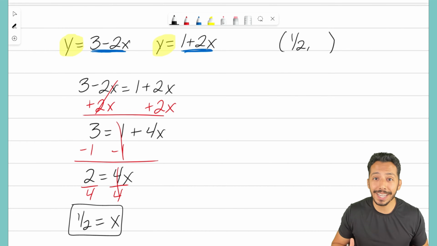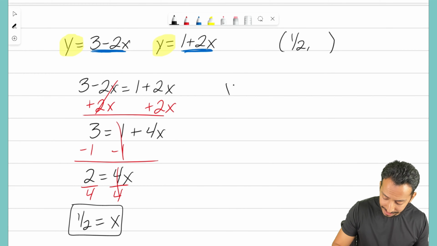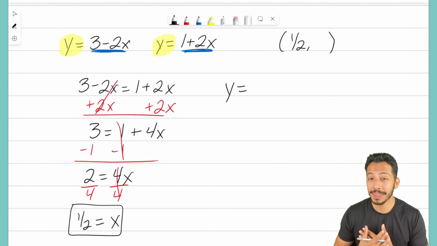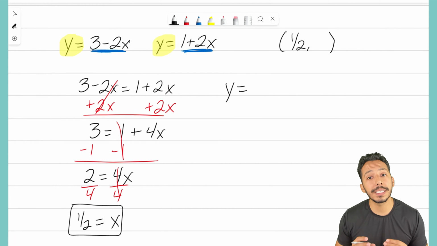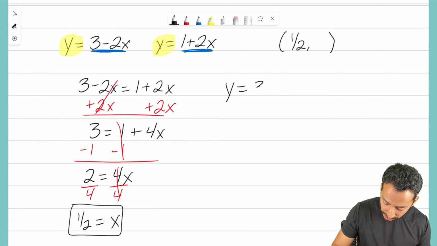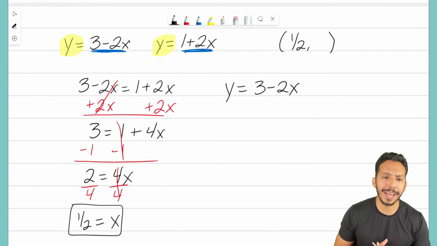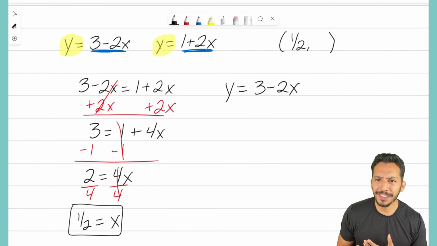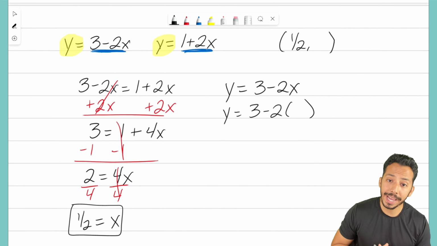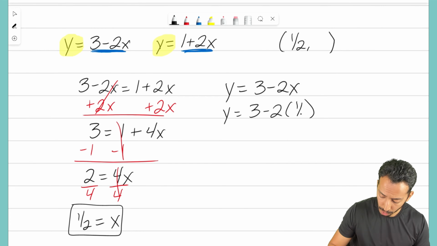Now, if I know my x, I can find out what y equals, and I just have to pick one of those equations to use. It truly doesn't matter which one you use. I always say, try to pick the simplest equation. In my opinion, that first equation doesn't look so bad. 3 minus 2x, yes, there's a negative in there, but it's not going to be too bad, because I know my x term is 1/2.